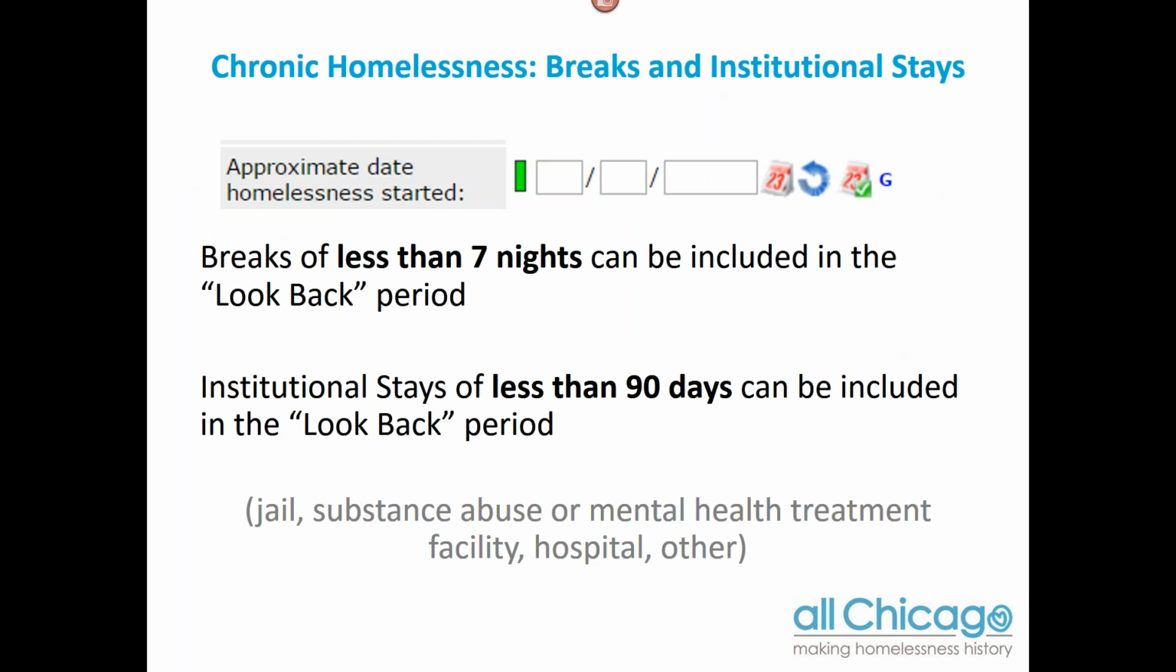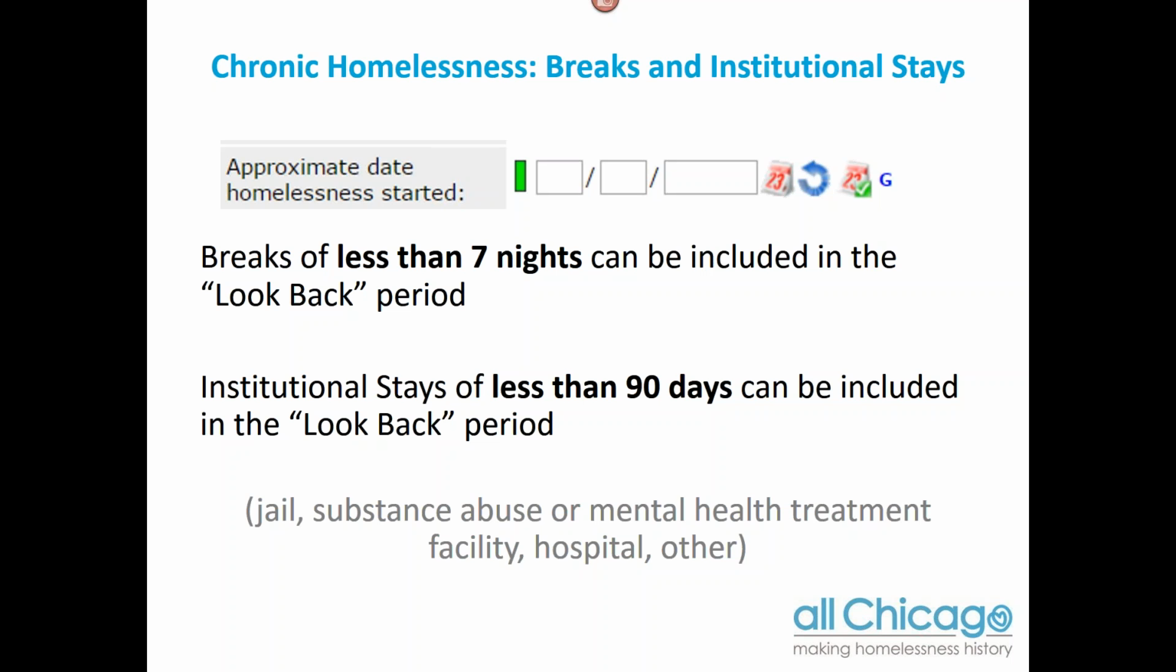So these breaks and institutional stays: if a client has been homeless for a year, but they can recall sleeping at a friend's house or a relative's house for a few nights in the winter, you might want to ask that client, instead of saying, okay, that's the date right before you stayed with your friend is when this homelessness started, think with the client about how long they actually stayed in that place. Because if it was only 2 nights, if it was only a weekend, if it was less than 7 nights, you can go before then if they were also homeless before then.